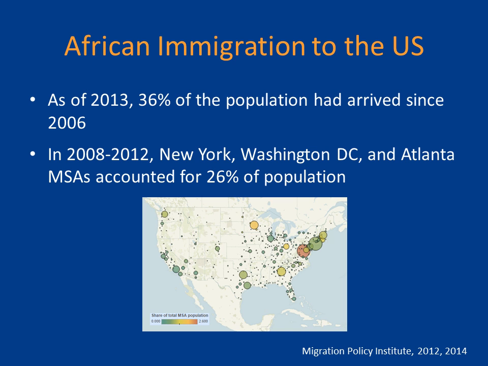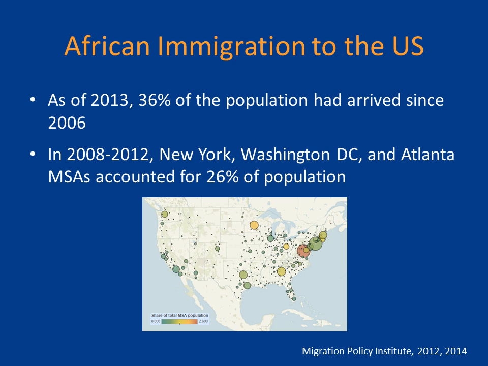And so a lot of the population that's here now has arrived fairly recently. And according to the Migration Policy Institute, which has analyzed census data several times over the past few years, 36% of the African immigrant population in the U.S. in 2013 had arrived since 2006. Also, the map on the bottom of this slide shows the metropolitan statistical areas where the African immigrant population is concentrated. And you can see that there are particular areas in the U.S. with very large populations, with the size of the circles indicating the size of the population in each place.